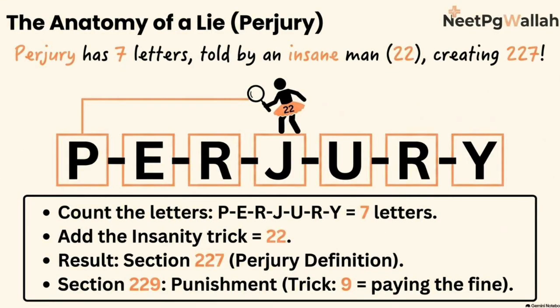Okay, to remember perjury, which is giving false evidence, we're going to bring back our dancing insane man from earlier. Remember him? Section 22. Now look at the word perjury. It has exactly 7 letters. If you combine the insane man in a tutu, so 22, with those 7 letters, you get Section 227 for the definition of perjury. And for the punishment, just add 2 to get 229, because a 9 means you are paying a fine.